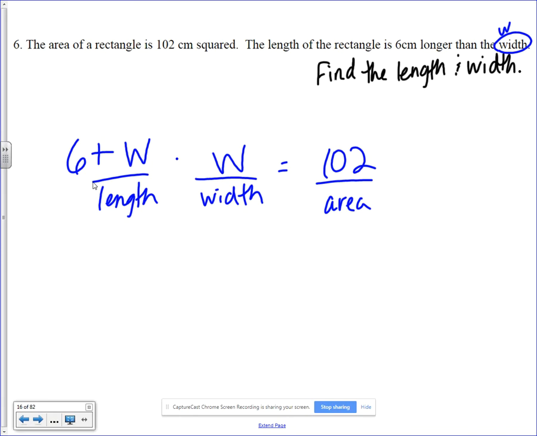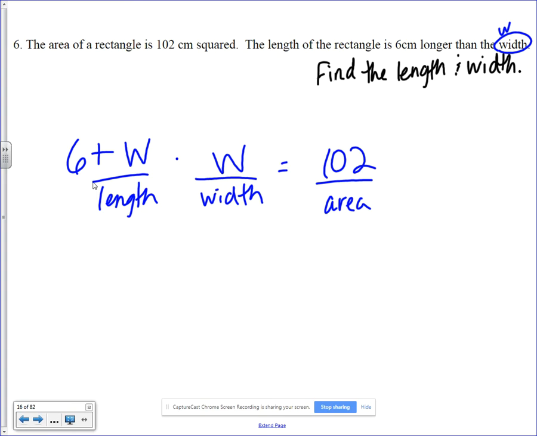How's everybody doing? Pretty bad? What are you not getting here, Tyler? Do you understand that the area formula is length times width? Okay, so that's why I have length times width equals area. Are we good with the 102 in there? Are you good with seeing that last sentence where the width is what I know nothing about? Okay, so that's why I put the W in there for width.